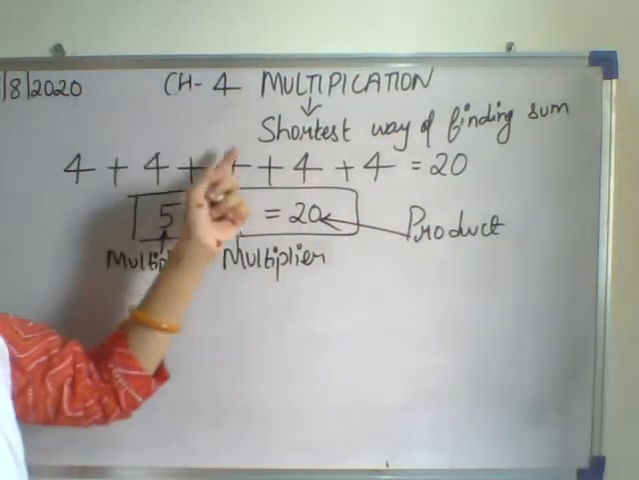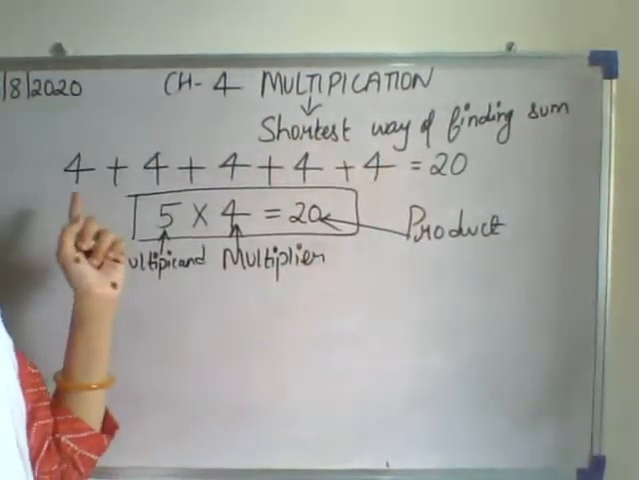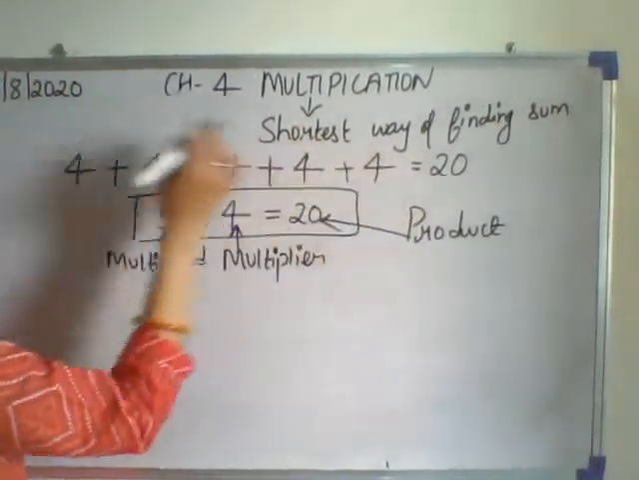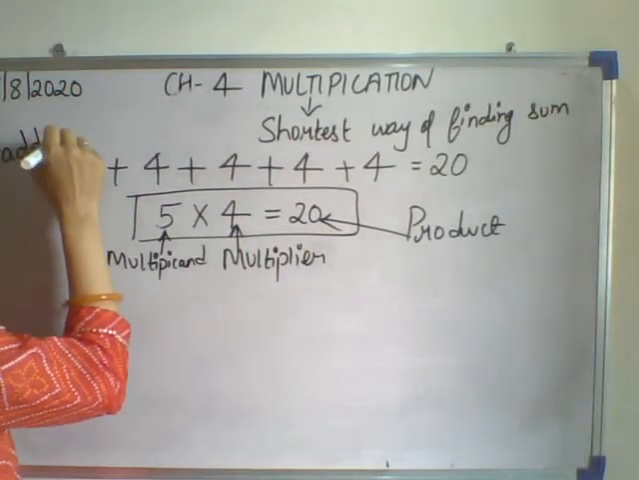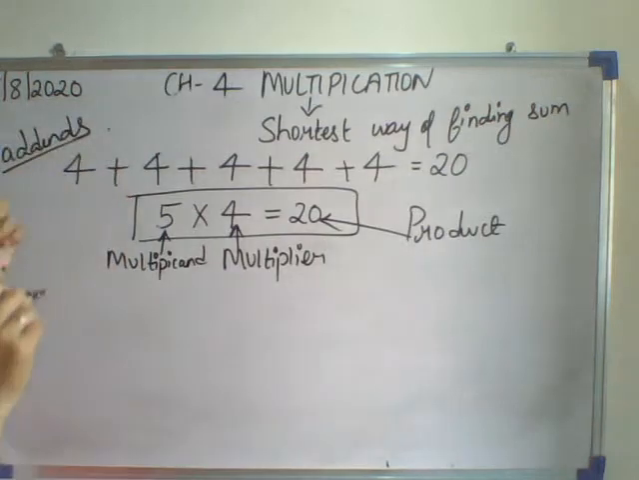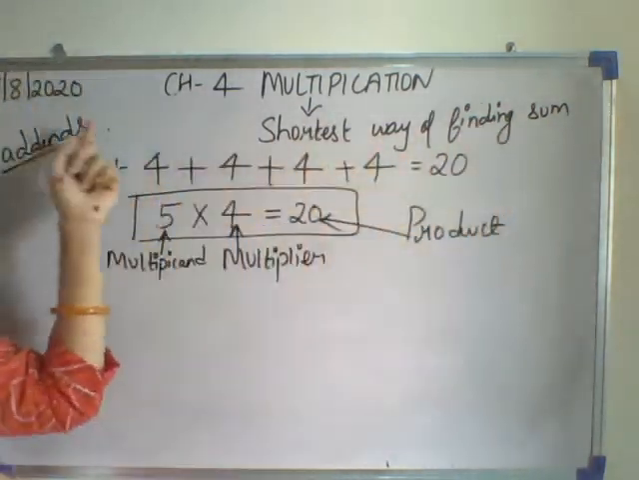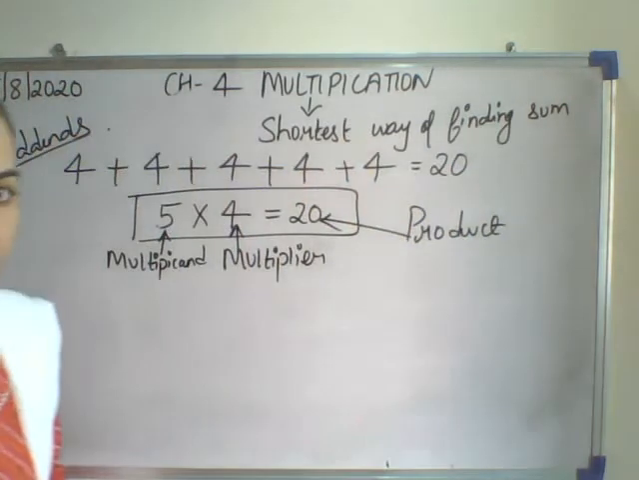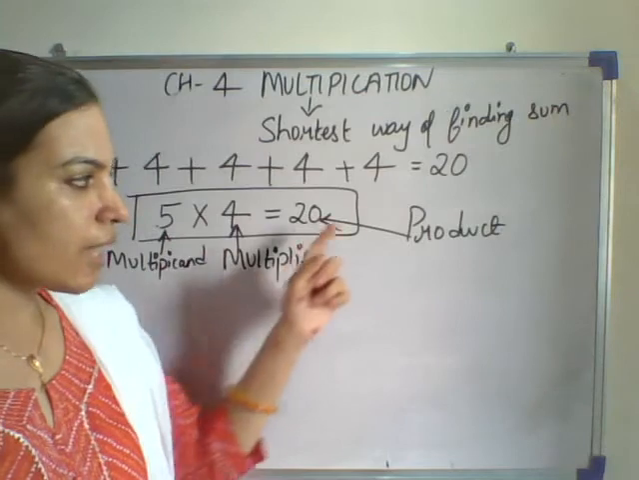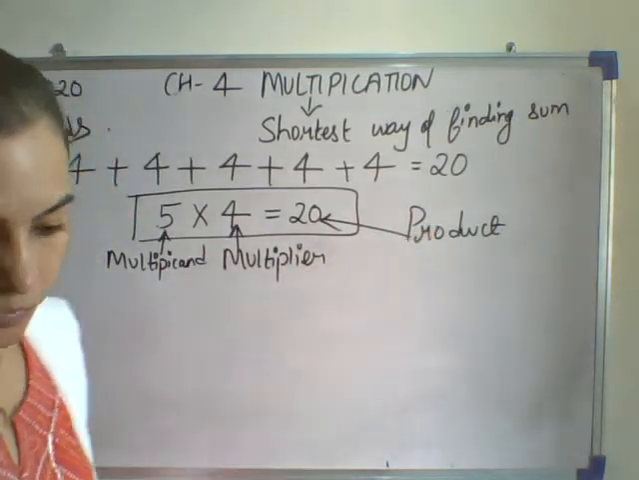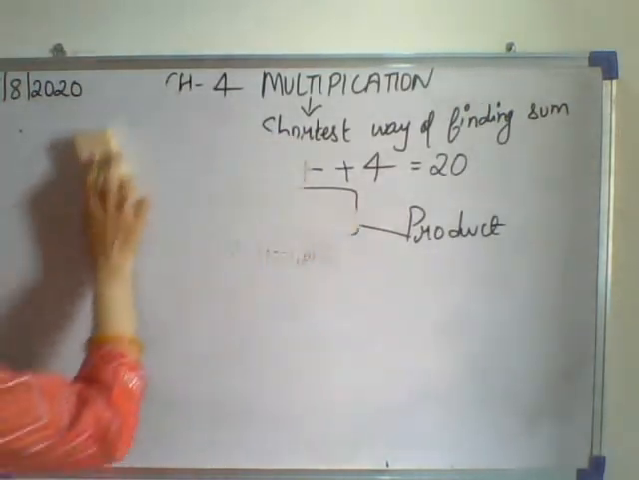And this 4 repeated, this 4 number I am adding again and again. All these 4s are the addends. Addends are the numbers which we are adding again and again. So that is the addends. I hope that these terms are clear: multiplicand, multiplier and product. Now we'll be studying the properties of multiplication one by one.